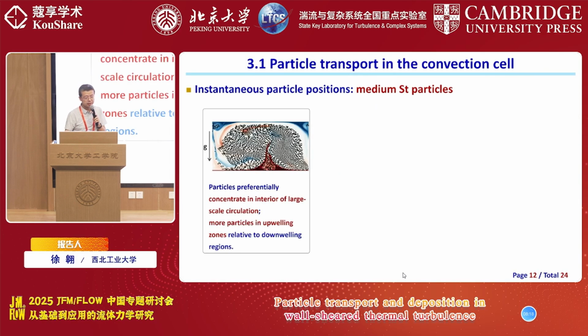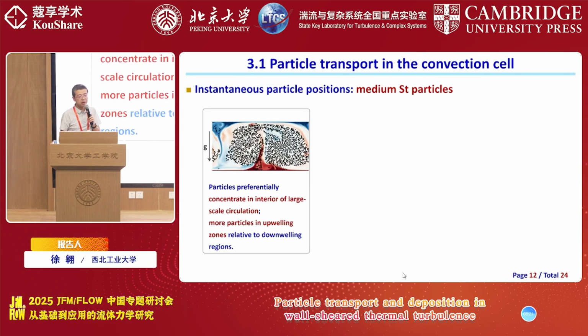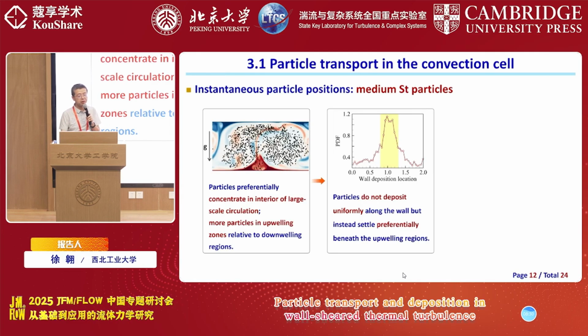Okay, this movie works. And we want to understand why there are more particles in the upwelling regions relative to the downwelling regions. And also to confirm our observation, here we plot the wall deposition locations for the particles. We can clearly observe that the peak in the probability density function of the particle distribution along the horizontal wall locations actually corresponds to the hot rising plumes in this movie.